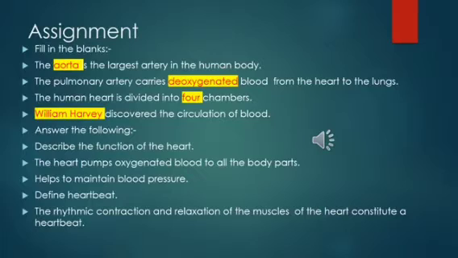The first one, the aorta is the largest artery in the human body. The second one, the pulmonary artery carries deoxygenated blood from the heart to the lungs. The human heart is divided into 4 chambers. William Harvey discovered the circulation of blood.